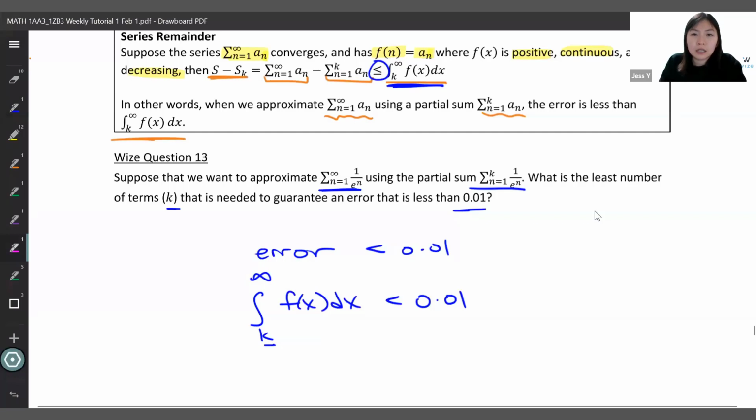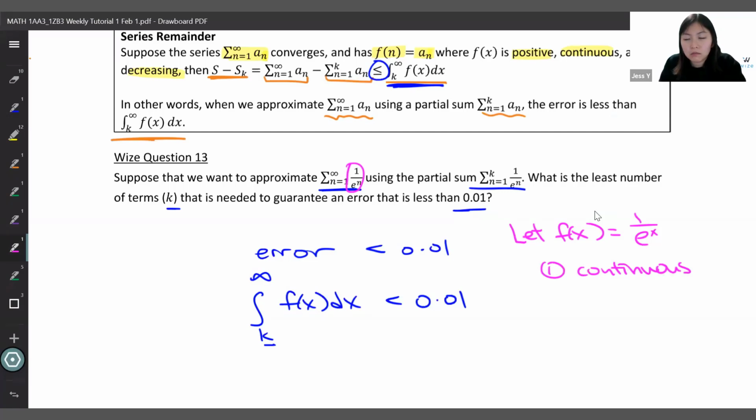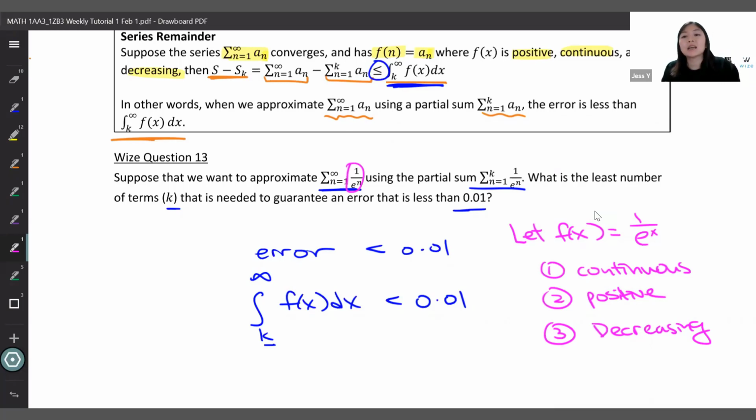So here, since the series is 1 over e to the n, I'm going to let f(x) be 1 over e to the x. And you should check that it is continuous on this interval, which it is. e to the x is continuous and greater than 0, and 1 over something greater than 0 is continuous. You want to show that it's positive, which again, it is in this case. And then you want to show that it's decreasing. e to the x is getting larger and larger, so 1 divided by e to the x is going to get smaller and smaller. So it is decreasing. So we checked all three. Let's find the integral of it.